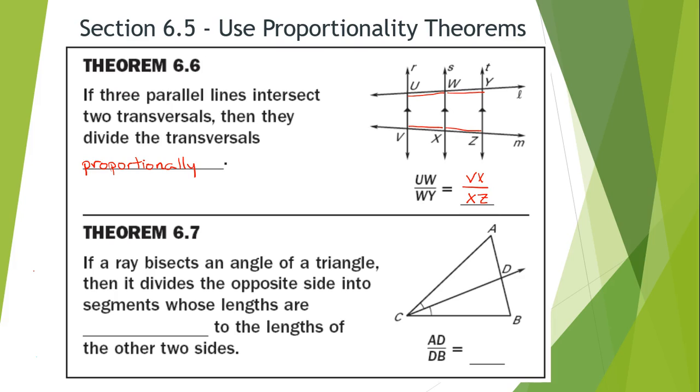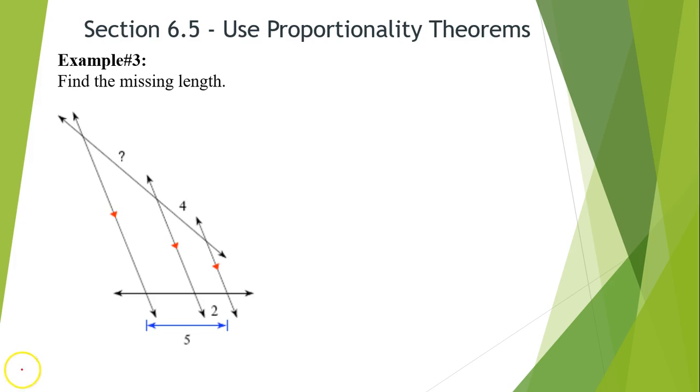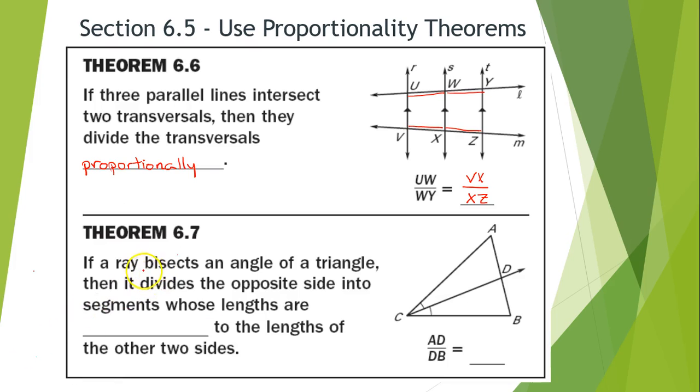Now on 6.7 theorem here, it says if a ray bisects an angle of a triangle, then it divides the opposite sides into segments whose lengths are proportional to the lengths of the other two sides. So again, proportional.